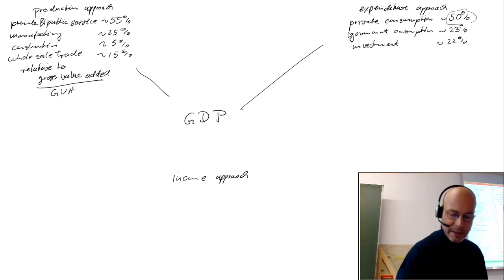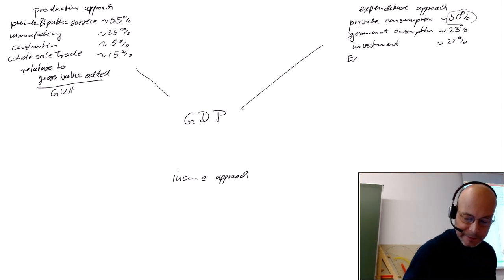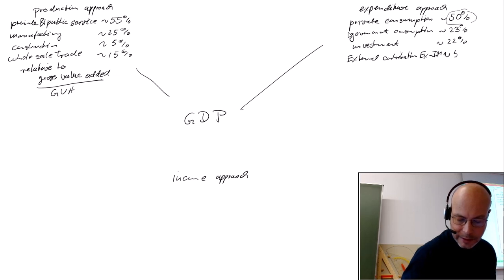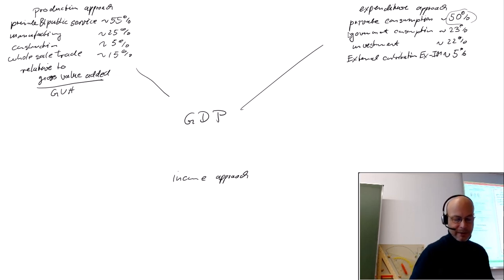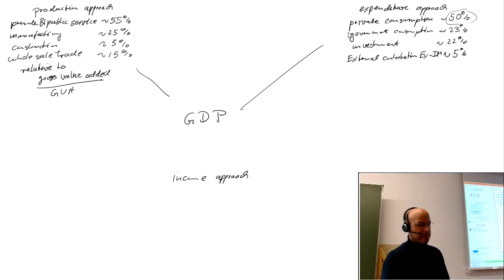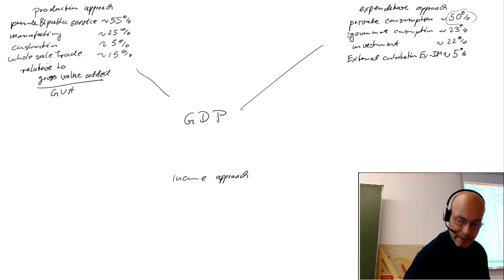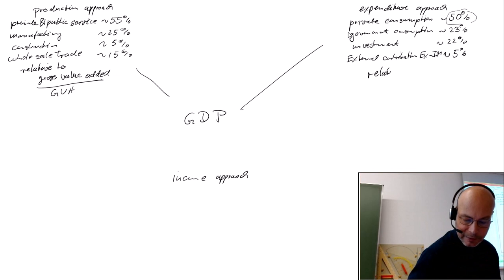Well, and the last one is the external contribution. This is just exports minus imports, and this is still roughly 5%. Well, and this was, of course, relative to GDP.